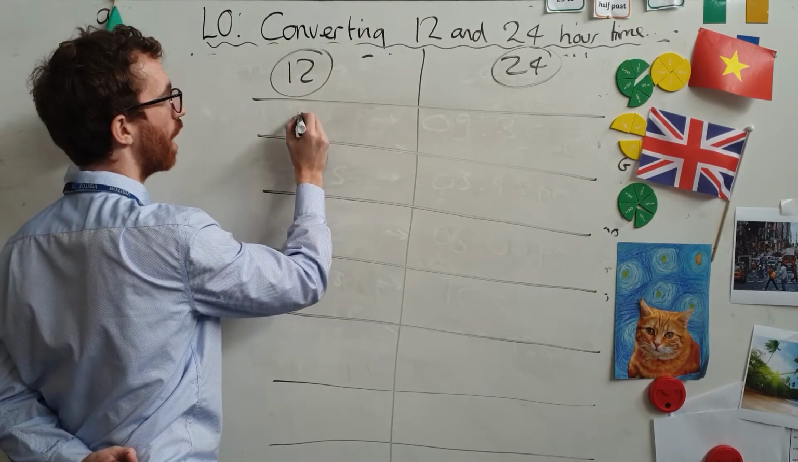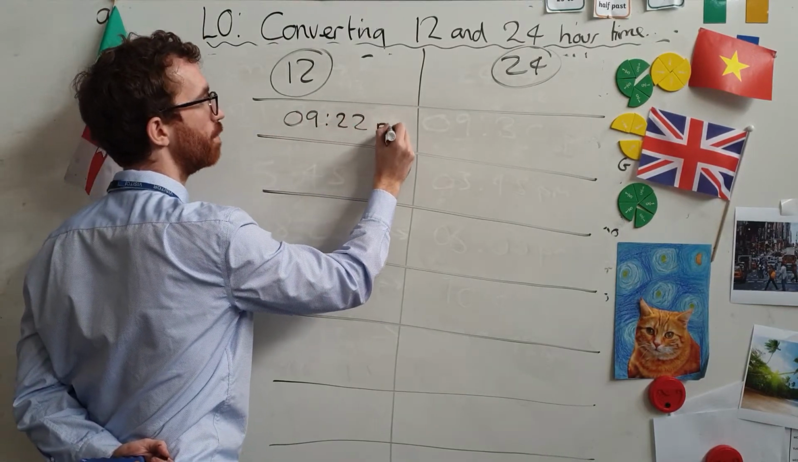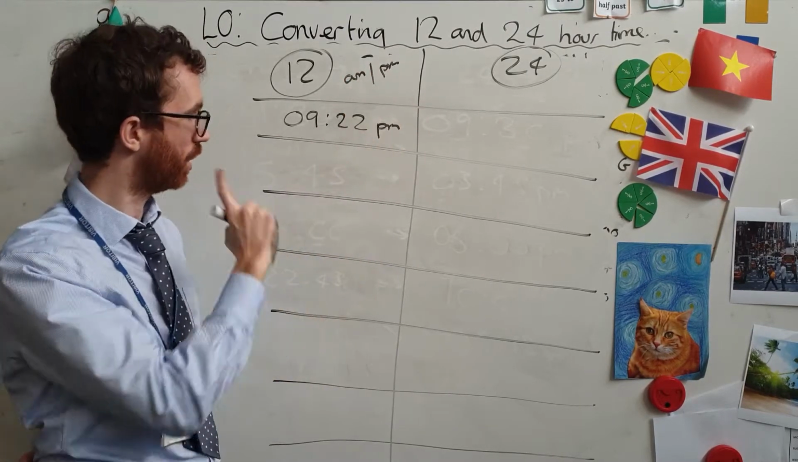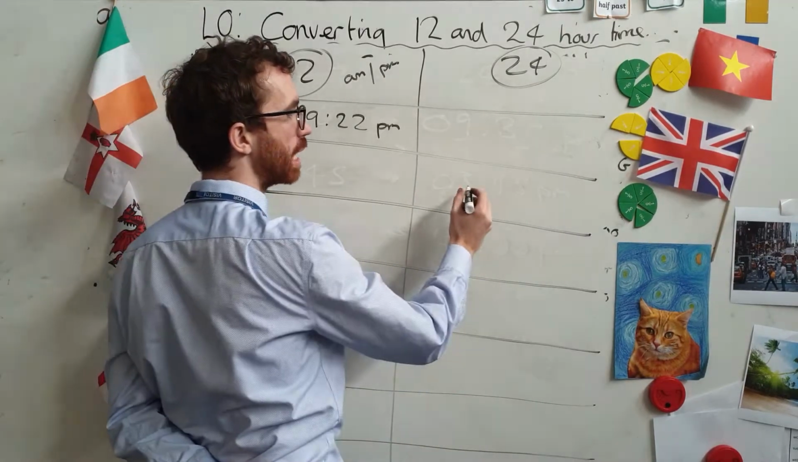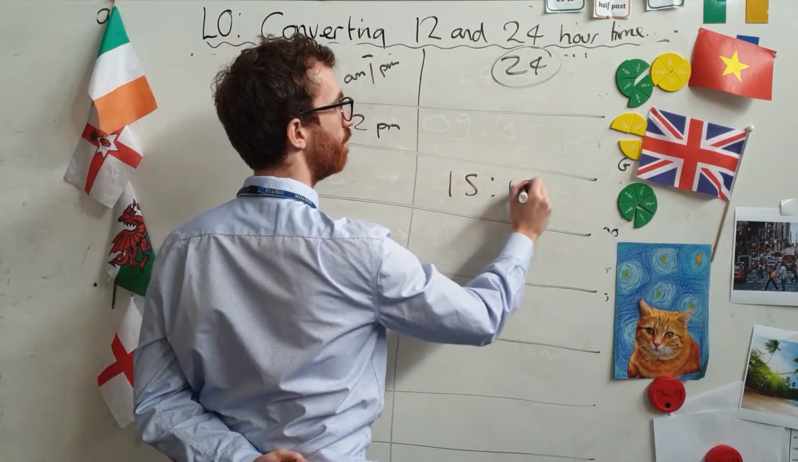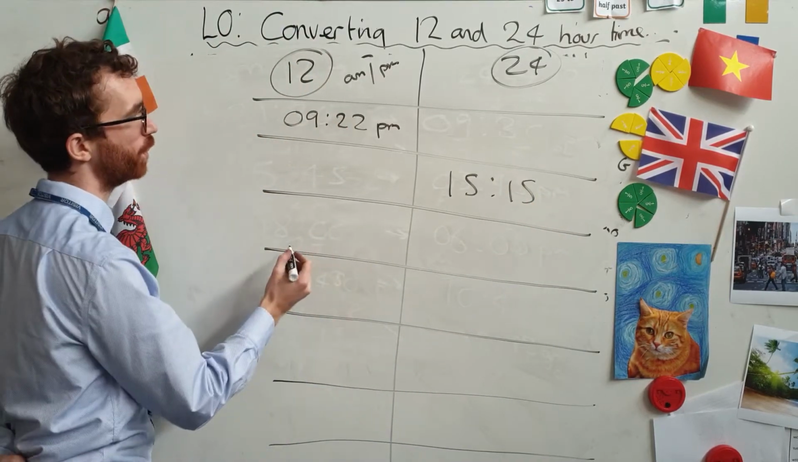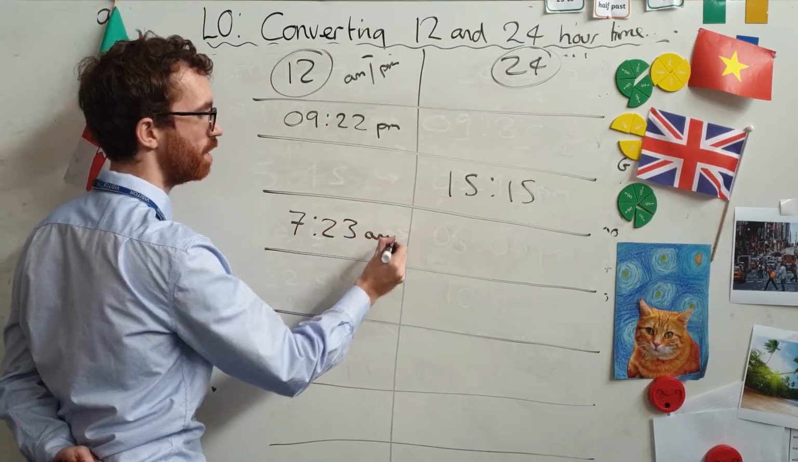So, a 12-hour time, I'm going to put in here 9:22 PM. Remember, 12-hour times always have an AM or a PM to show if it's morning or afternoon. Now I'm going to go over and put in a 24-hour time. Let's have 15:15. Do I need to put an AM or PM? No, I don't. It's 24-hour time. Let's put in here 7:23 AM in the morning.